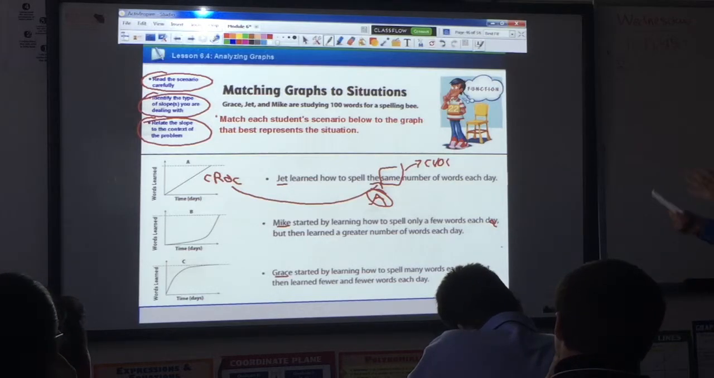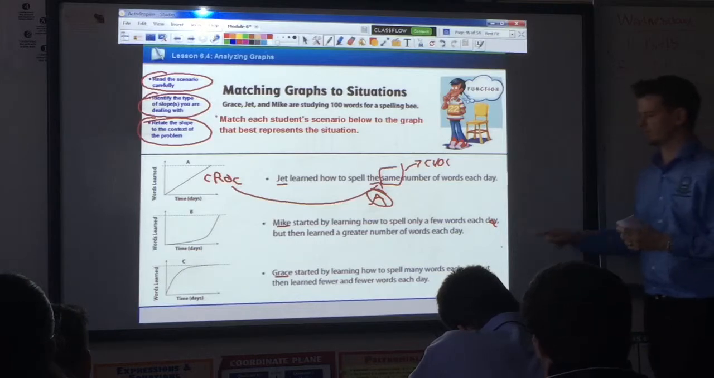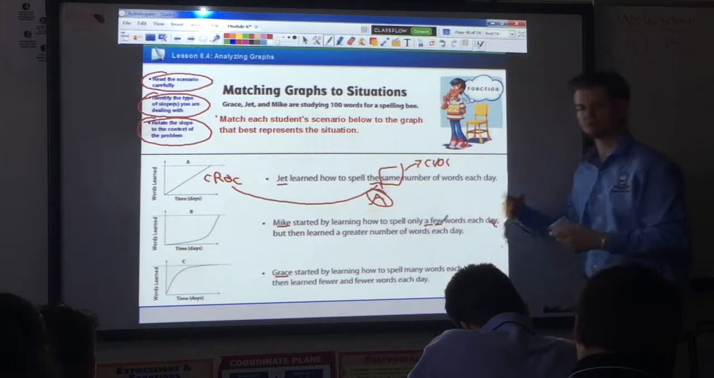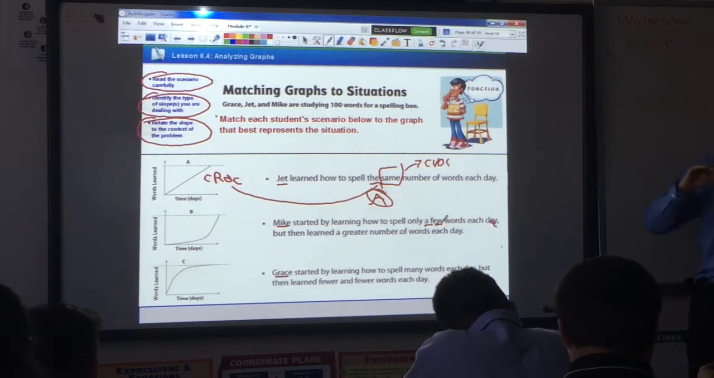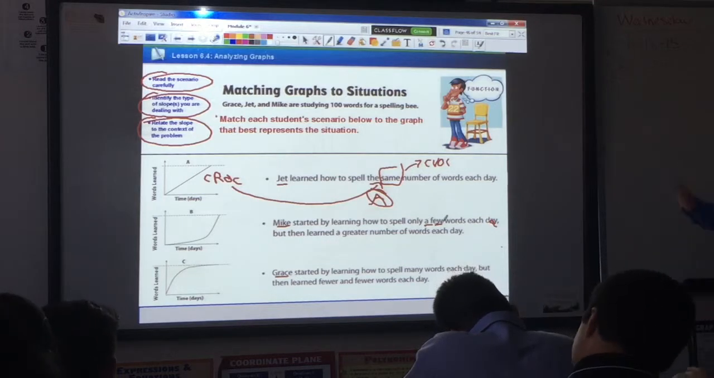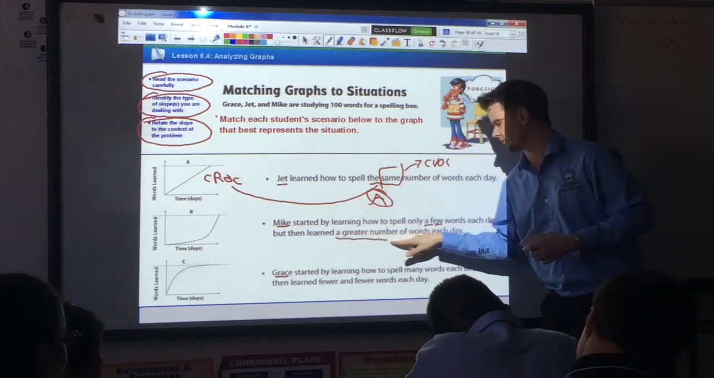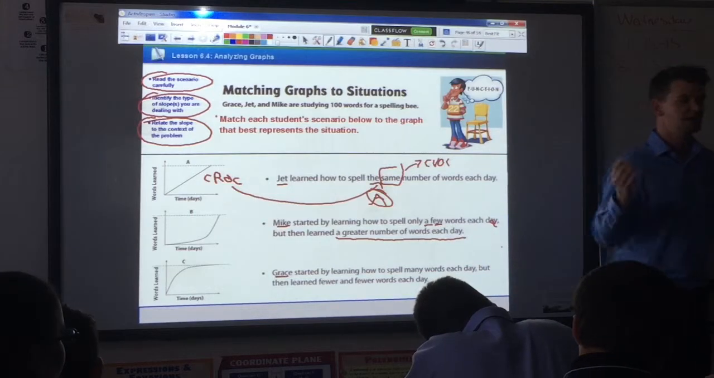Okay, so we examined Mike. Mike started by learning how to spell only a few. Okay, so he's still learning, but his increase is not going to be that much. Eventually, he learned a greater number of words each day. So it looks to me like he's learning words.